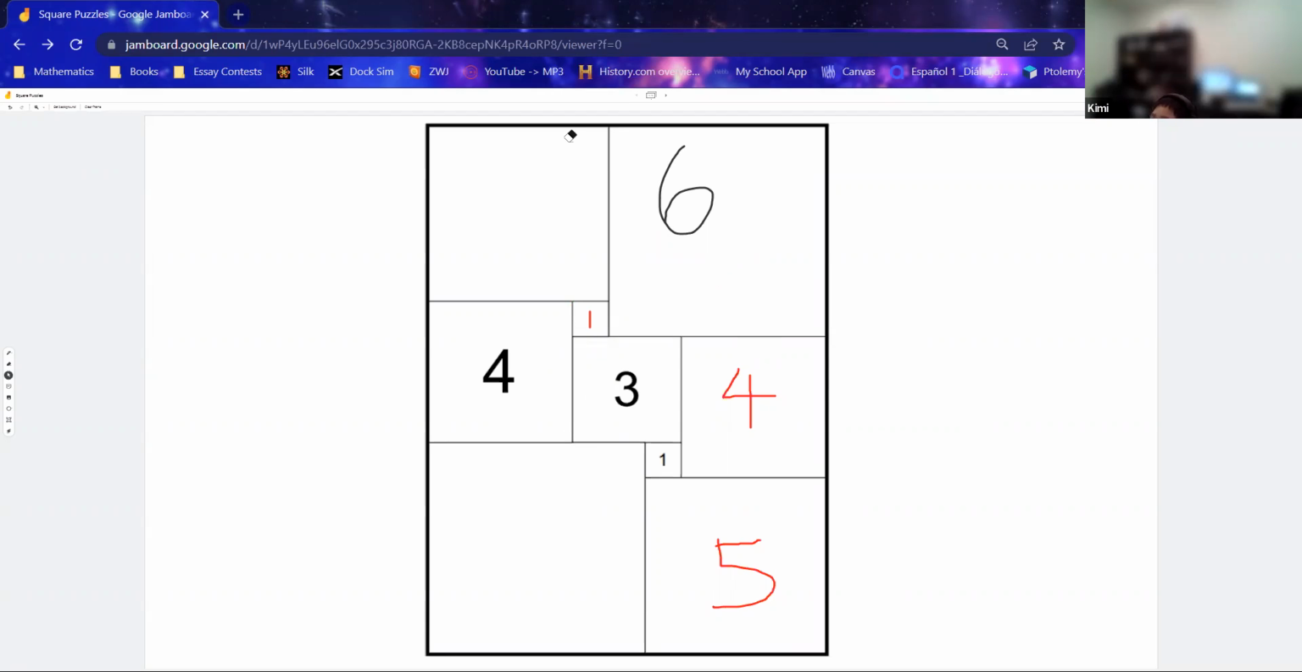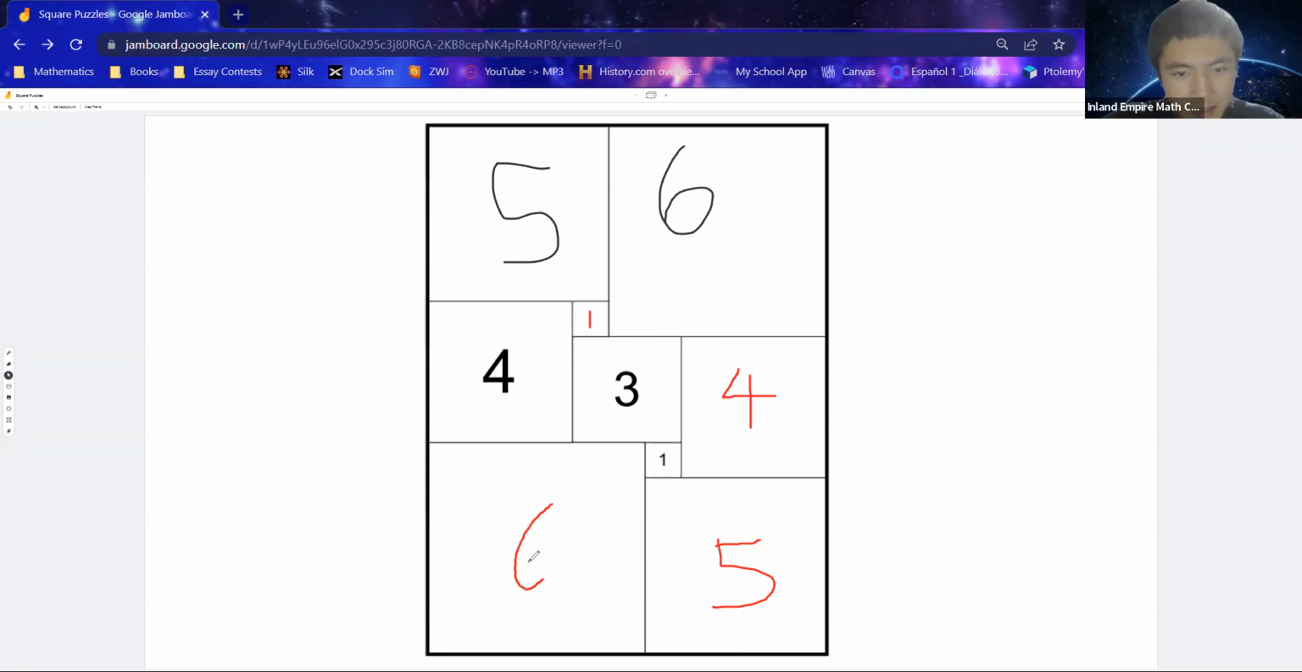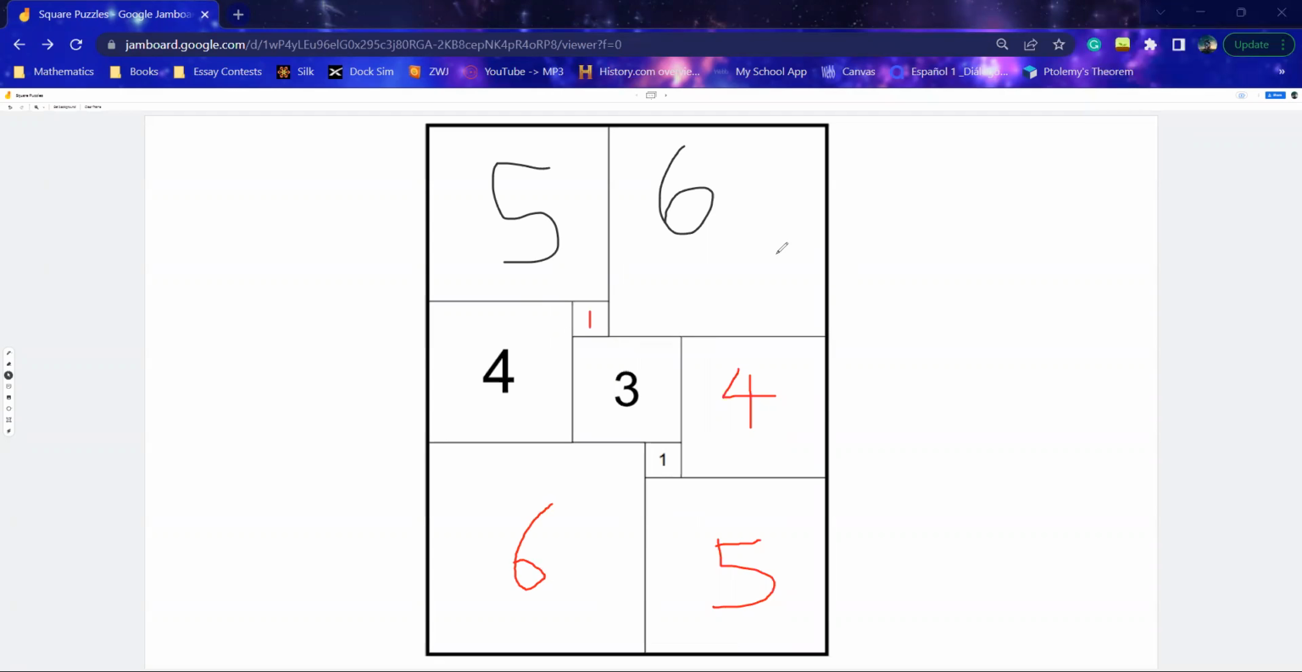I was thinking we ignore this 1 for now, and then we do this 5 plus 1, which equals 6. Yes, this one is definitely 6, and then we could go find out the rest. Well, Joyce just gave us the rest. Joyce, how did you find the 5? Because the 4 box plus the 1 box equals 5.